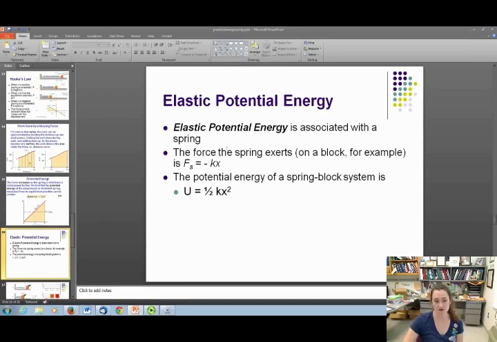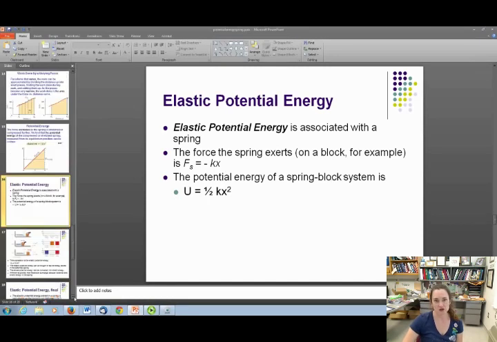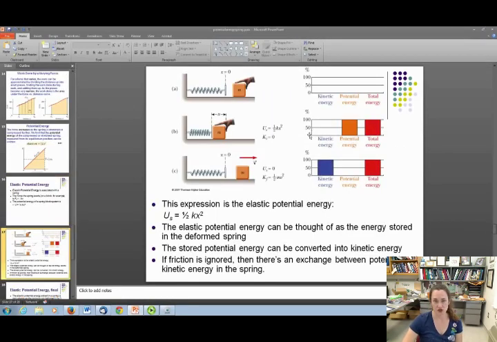And remember that the force that the spring exerts is given by Hooke's law, F is equal to negative kx, and the potential energy of the system is 1/2 kx squared. So, if you look at a situation like this, where you take a block and push it against the spring, compressing the spring, and then you let it go, what does that mean? What's happening? Well, as soon as you compress your spring, you've given elastic potential energy to the system.